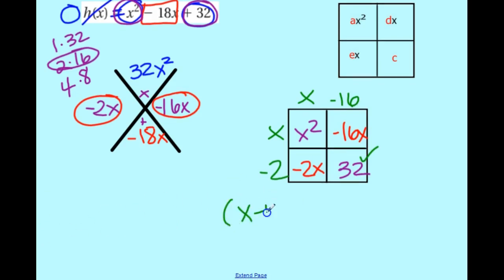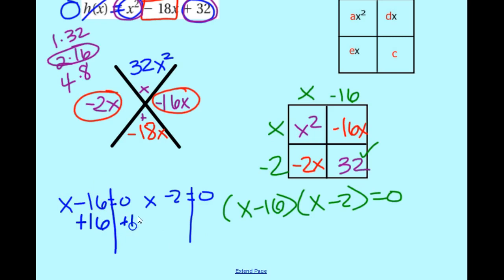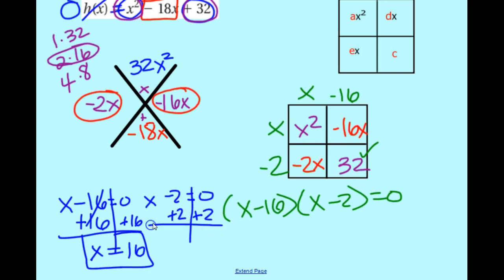So I have x minus 16 and x minus 2 all equal to 0. So solve both. Oops, x minus 2. So if I add 16, x equals 16. If I add 2 here, x equals 2. Those are my two answers.